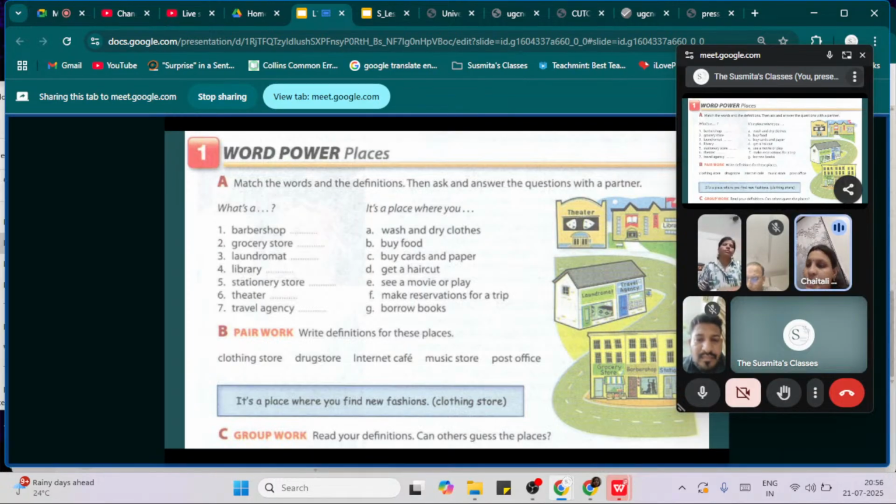It is a place where you buy food. Food. Double O, right? Food. Long vowels. Yes. Okay. What is a laundromat, Shivraj? You are on mute. It's a place where you wash and dry clothes. It is. Okay, it is. Its name will say it is.